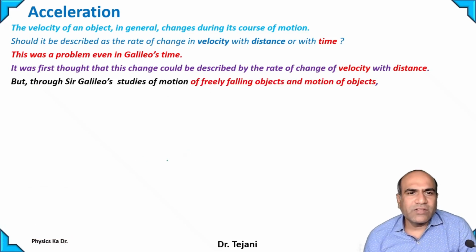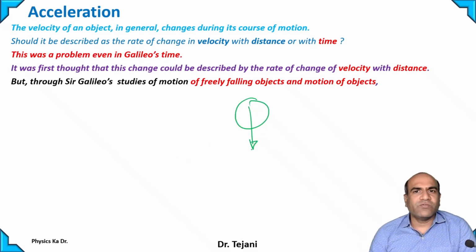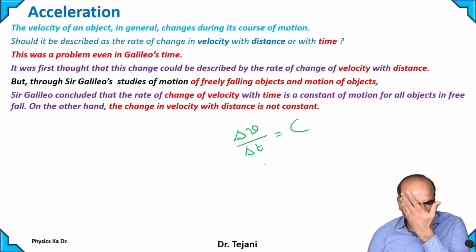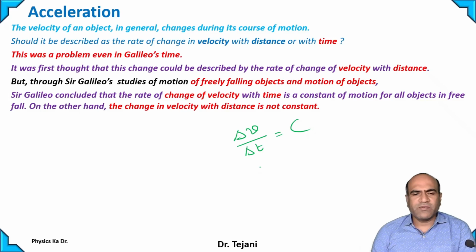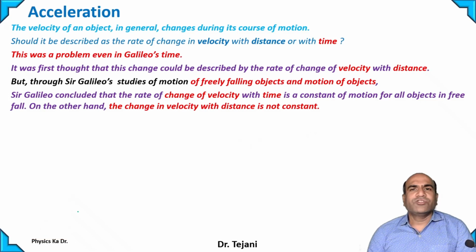So what happened? Then Sir Galileo studied the motion of a free falling object. When an object is in free fall, he identified that the change of velocity with respect to time is constant. When an object is having free fall, Galileo identified that the change of velocity with respect to time is a constant, right?